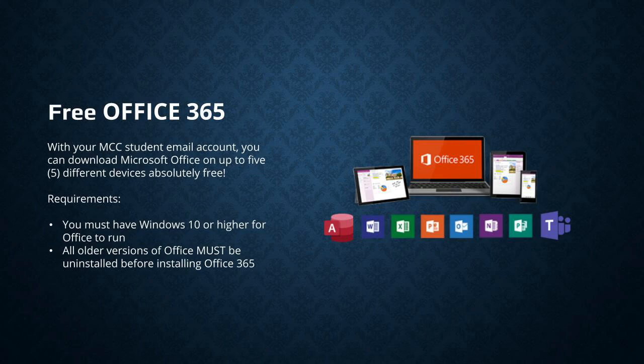The requirements for this, you must have Windows 10 or higher for Office to run. And the most important thing we want students to know about this is that all older versions of Office must be uninstalled on your device before you try to download the new Office 365 suite. We have students all the time who come in with issues saying they aren't able to get this downloaded, and it's usually because they have an older version of Office on their device. So just be extra sure that all those previous versions are gone for this 365 to run.